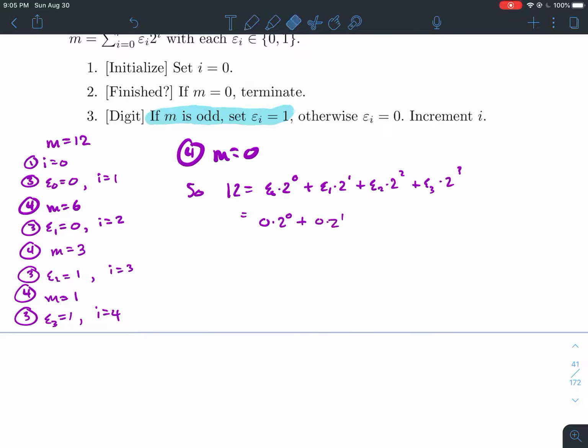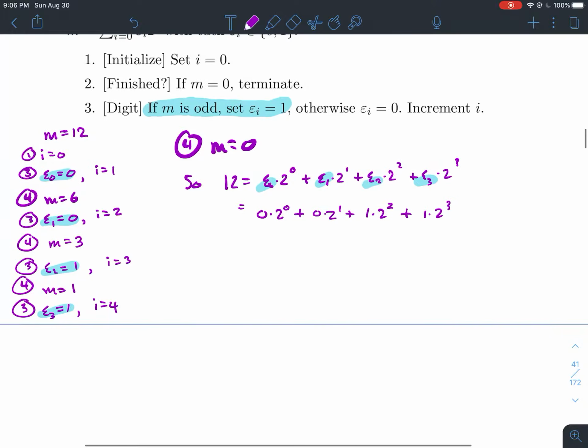By the way, where am I getting this stuff from? I'm keeping track of this information here. Now I'm going to plug those in for each of these powers of 2. Plus 1 times 2 to the second, and then plus 1 times 2 to the third. So what do I care about then? What is 12 in binary?